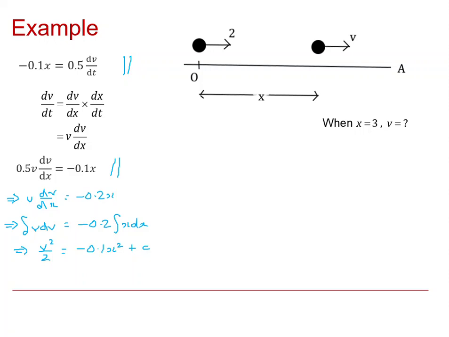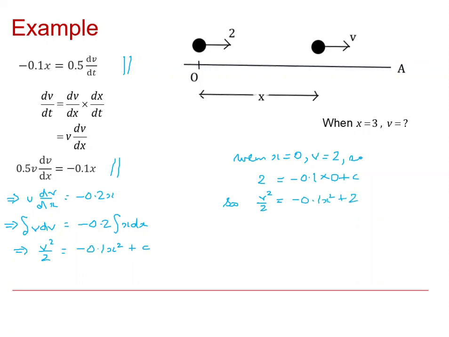Well, we have our initial conditions. When x is equal to 0, from that diagram above, that recalls that v is 2. That's when it starts. So we can substitute and get on the left 2 squared over 2 is minus 0.1 times 0 plus c. So c is equal to 2. So that gives us then that v squared over 2 is equal to minus 0.1 x squared plus 2.